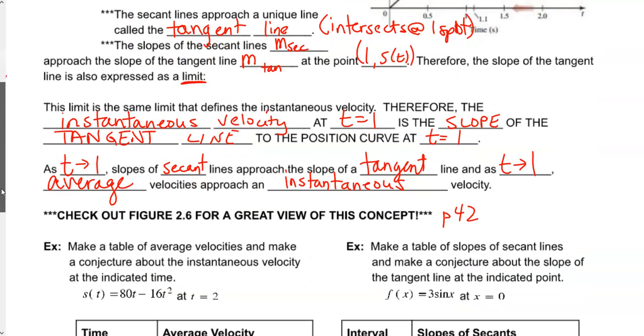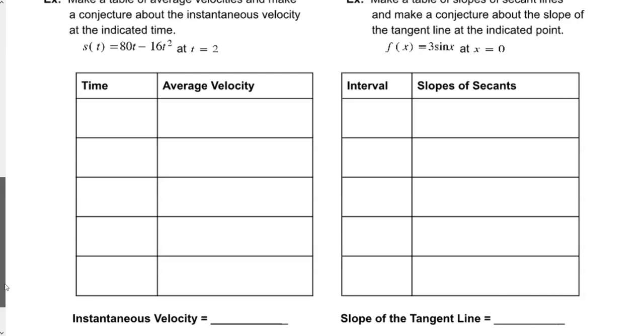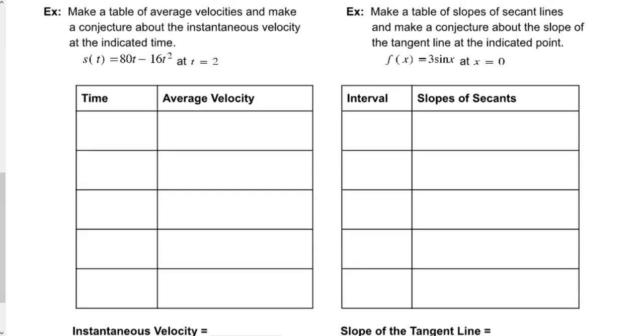Let's finish this set of notes by looking at these two functions and making a conjecture about what our instantaneous velocity is and what the slope of the tangent lines are for each of these. I have a position function here, and we're going to get close to t equaling 2. Here I have a trig function. We're going to get close to x equaling 0, and we'll talk about the slope of a secant line into a tangent line. For the average velocities, remember, we're going to compute those without calculus and then see where the average velocity is getting closer and closer to in order to identify that instantaneous velocity.